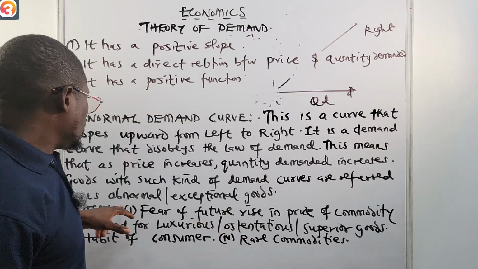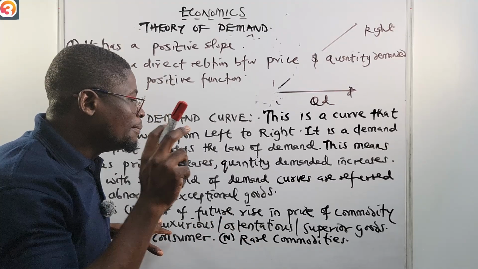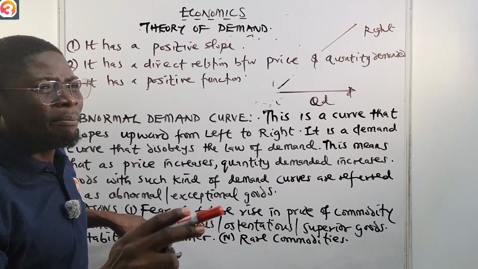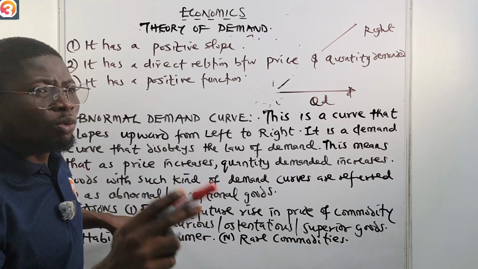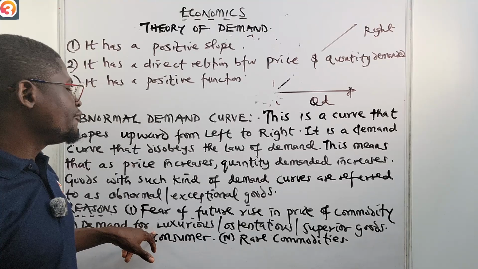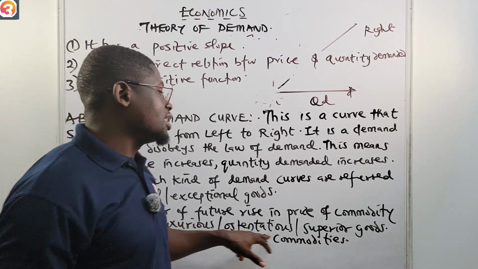So number one, fear of future rise in price of commodity. As there is speculation that price may increase, this will make people go and buy more, so that they can make more profit. Number two, demand for luxurious, ostentatious and superior goods.